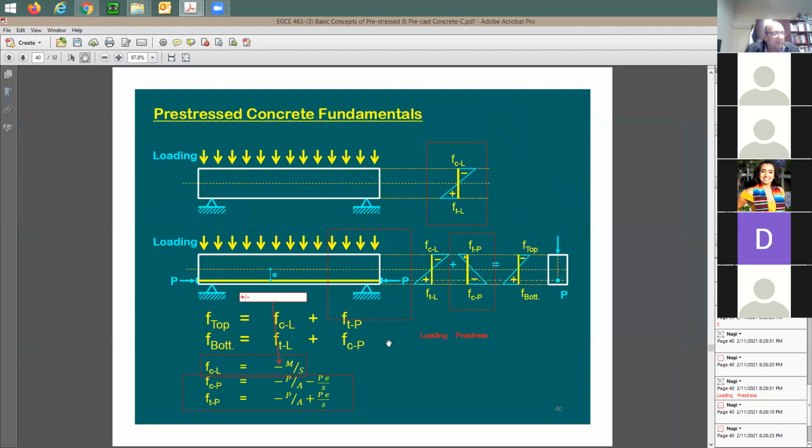How about the moment, the applied moment? I'm talking here about loading. So I'm going to be taking it piece by piece. First, I'm going to be taking the loading, and then after that, looking at the pre-stress effect. And then at the end, I'm going to combine it and then decide what I'm going to be doing with it.